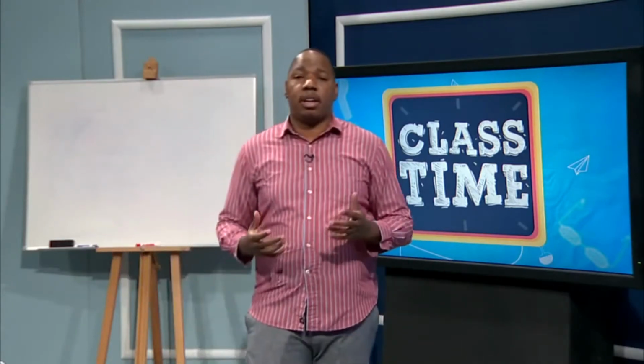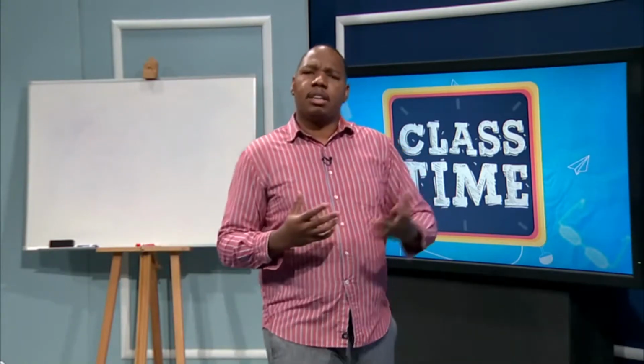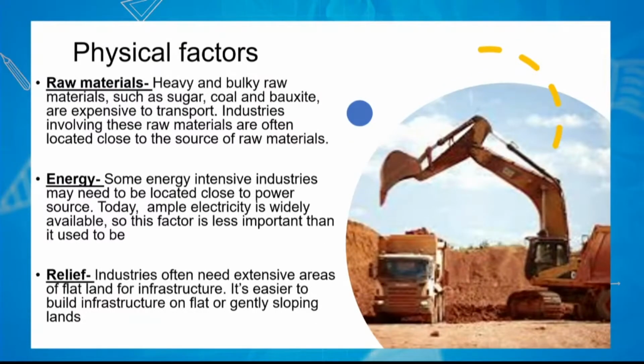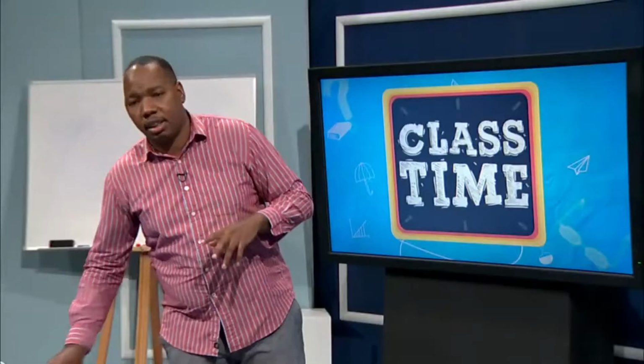Now, relief is also a very important factor. Industries often need extensive areas, and let's connect it to some of the lessons you might learn in your map work. Industrial areas tend to be very flat areas, especially if these industrial areas are in an urban space or just on the fringes of an urban space. These activities tend to be located on flat, extensive land. Most industries tend to avoid hilly areas unless the resource, the raw material that they're extracting is in that hilly area. So relief does play quite a significant role.